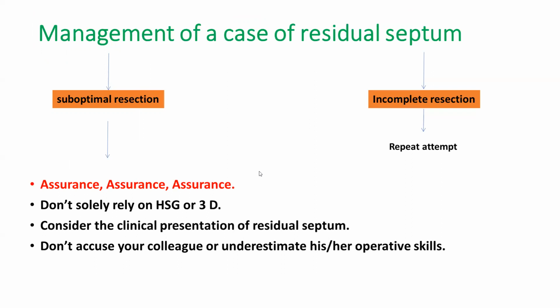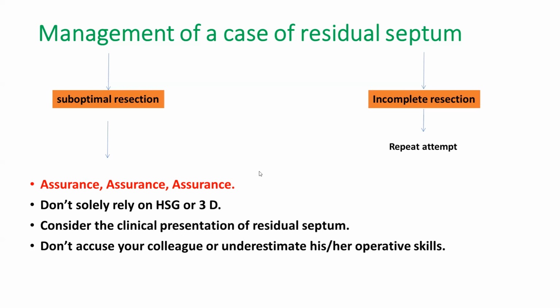And these are the causes of residual septum after your procedure, and how to treat. If it is suboptimal, less than 1 centimeter, you have to assure your patient that this is not important and cannot affect her reproductive outcome. And we don't rely on the film of 3D or HSG. We rely on clinical presentation, whether she is still complaining of abortions or recurrent pregnancy loss. And don't accuse your colleague who performed the previous operation if it is suboptimal resection, because this is better than over-treatment with its sequelae, as you will see now.